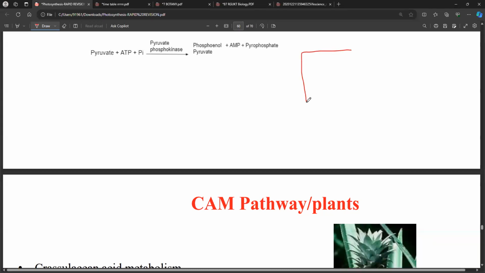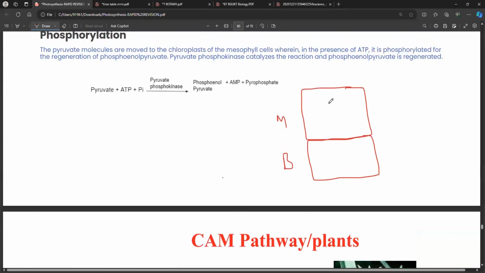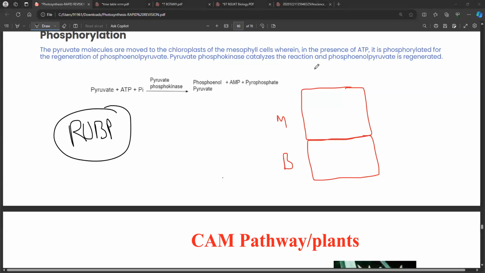Let me give you the overview first. This is the mesophyll, and this is the bundle sheath. Look at this: who is the first carbon acceptor? All the students answer my question. In C3 plants, who is the carbon acceptor? RuBP. Every student answer: who is the carbon acceptor in the C4 pathway? In C4, I am asking, who is the carbon acceptor?